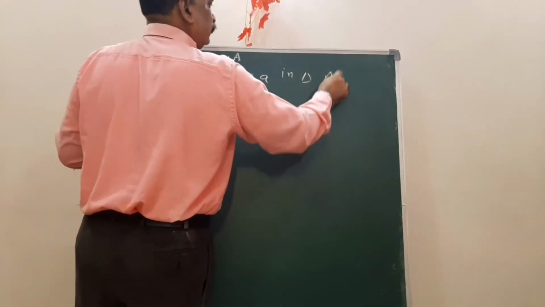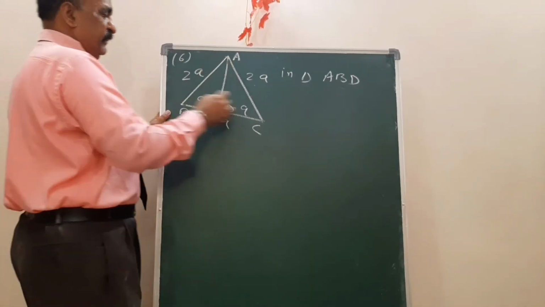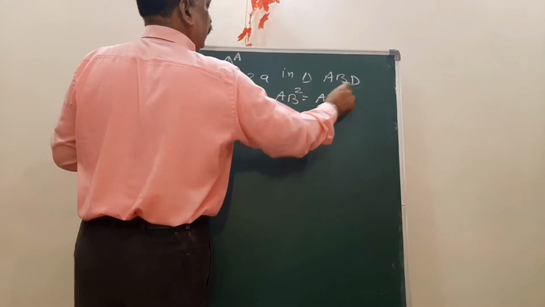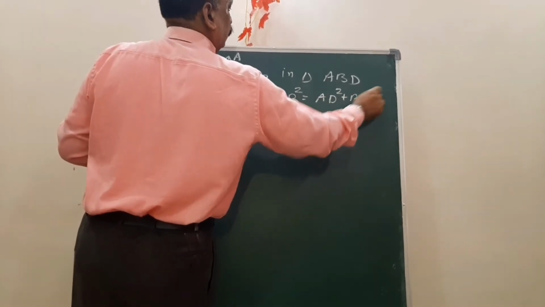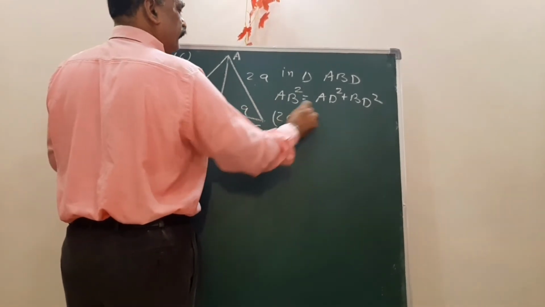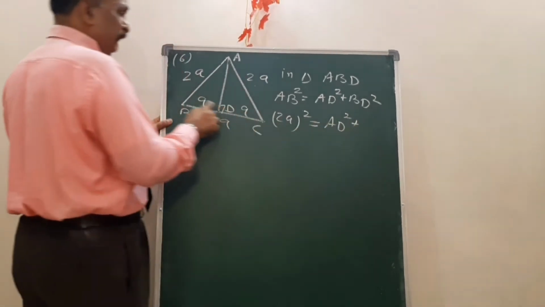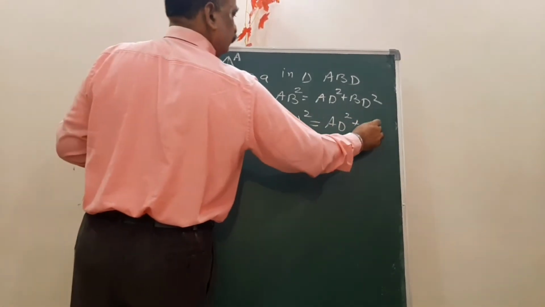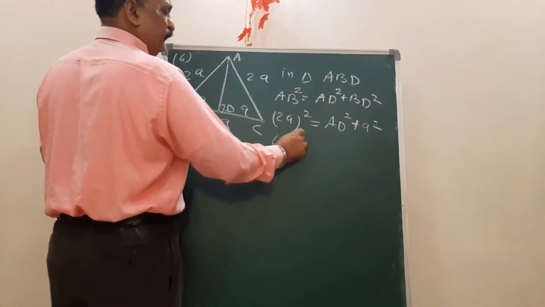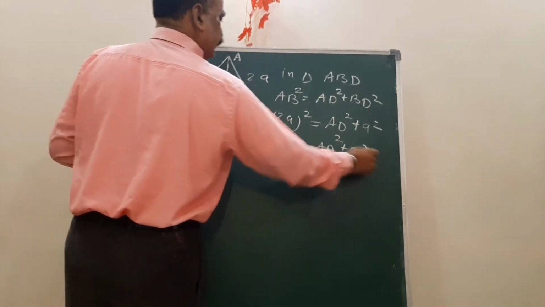ABD, you can apply the Pythagoras theorem. It means AB square is equal to AD square plus BD square. AB means 2A. So 2A whole square is equal to AD square plus BD will be A. So 4A square is equal to AD square plus A square.